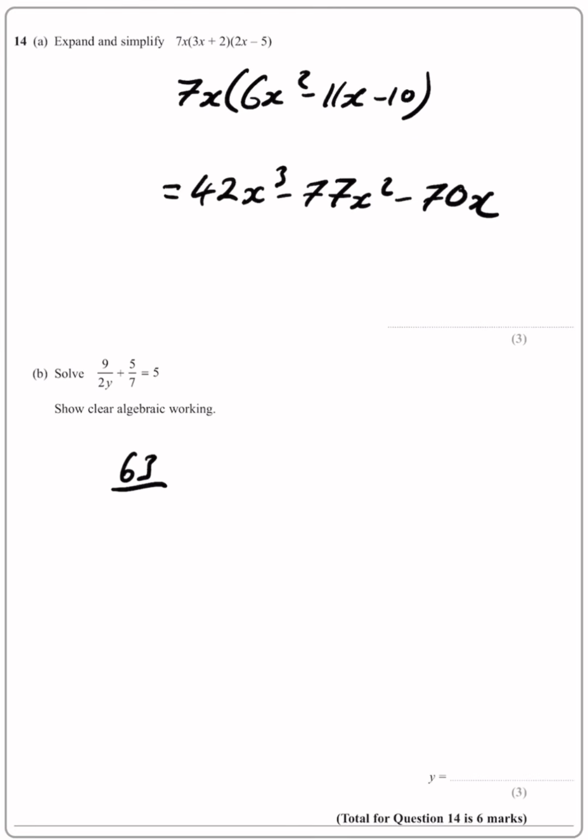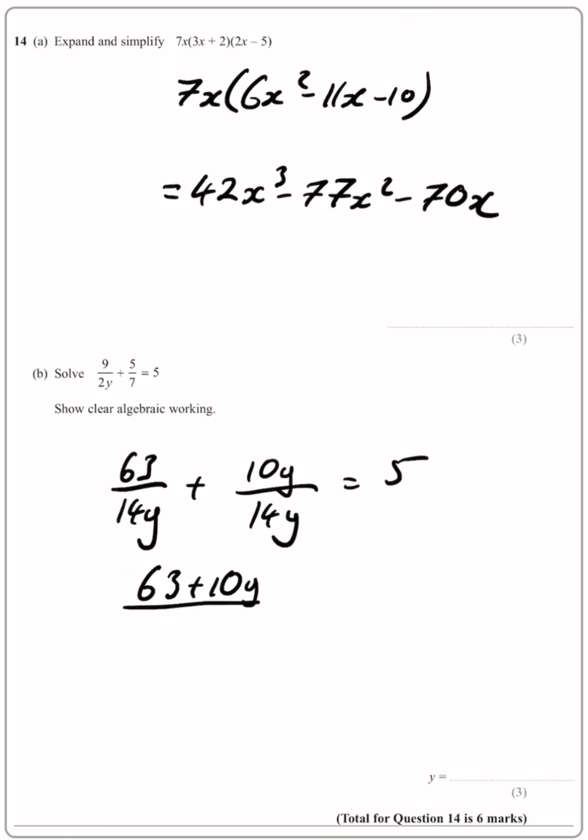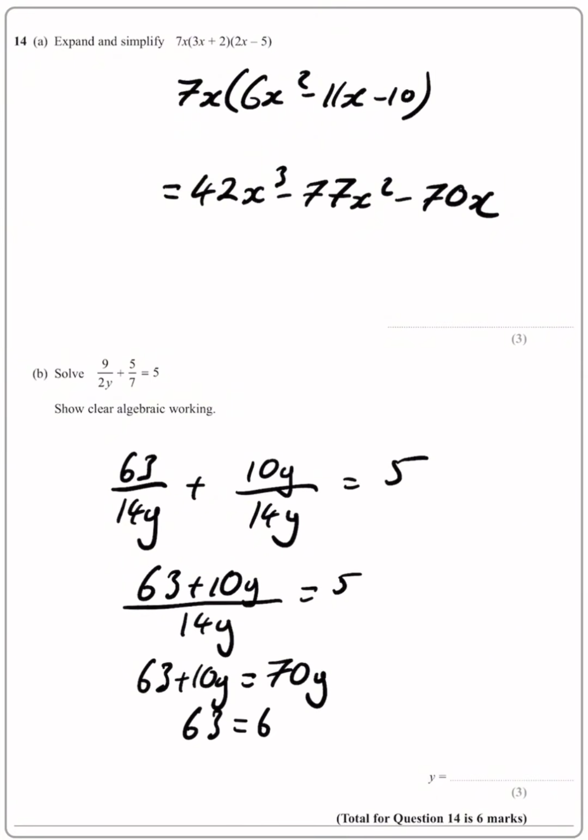For part B, I have decided to create two fractions with a common denominator of 14y. So 63 over 14y plus 10y over 14y is equal to 5. Add the numerators. The numerator becomes 63 plus 10y, all over 14y is equal to 5. Multiply both sides by 14y. And then bring the y's onto the right-hand side by subtracting 10y from both sides.